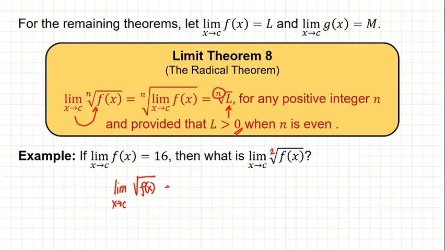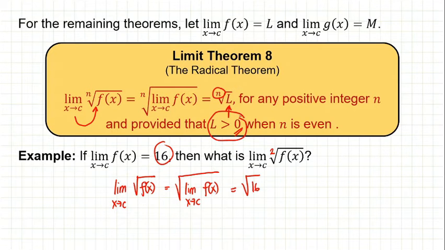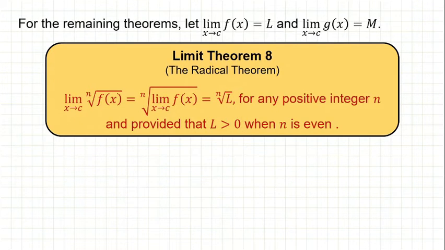Okay, so applying the theorem, we have the limit of the square root of f of x as x approaches c, magiging square root of, ipapasok lang natin yung limit. So we have the limit of f of x as x approaches c, and we know that is equal to 16. So we have the square root of 16. And since 16 is greater than 0, it satisfies this condition, then we can evaluate right away. And that is equal to 4. So our limit is 4.